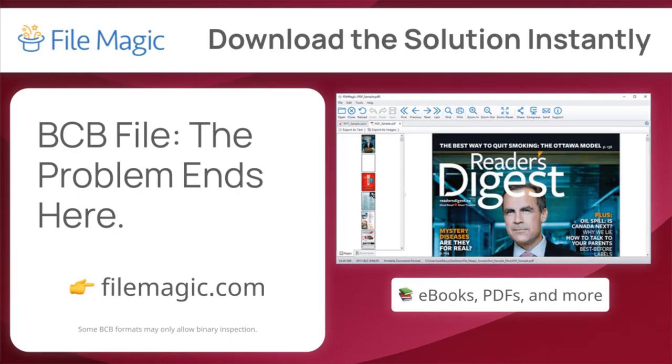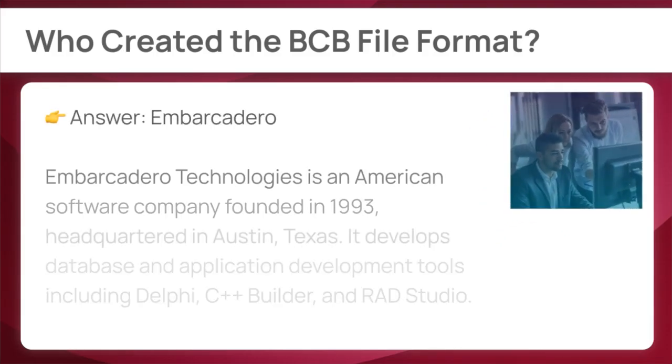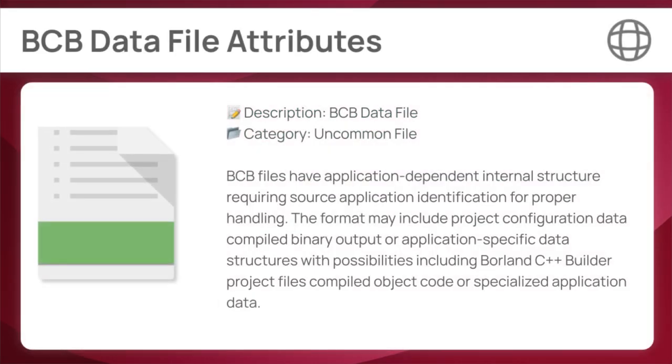BCB files are data files potentially associated with Borland C Builder development environment or other applications using this extension. They may contain project data, compiled output, or application-specific data structures, depending on the originating software, with limited general documentation about file format specifics. BCB files have application-dependent internal structure requiring source application identification for proper handling.